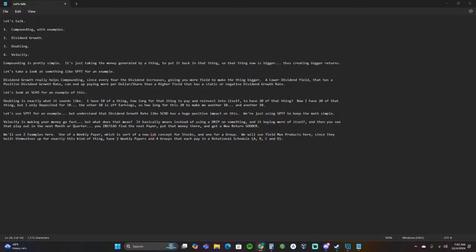First one up, compounding. It's pretty simple. Banks use it. That's how they make a lot of money off of us when they loan us money. It's just taking the money generated by a thing, you put it back in that thing, so now that thing is bigger, so the next time you get a return, the return is bigger. We're going to use SPYT for this example.